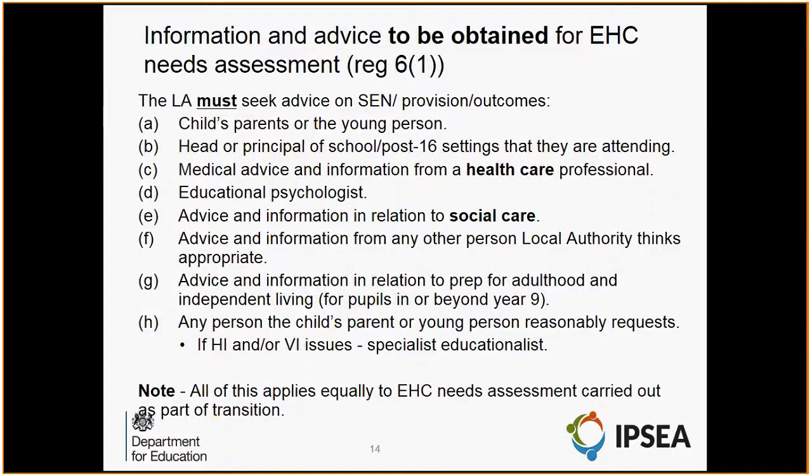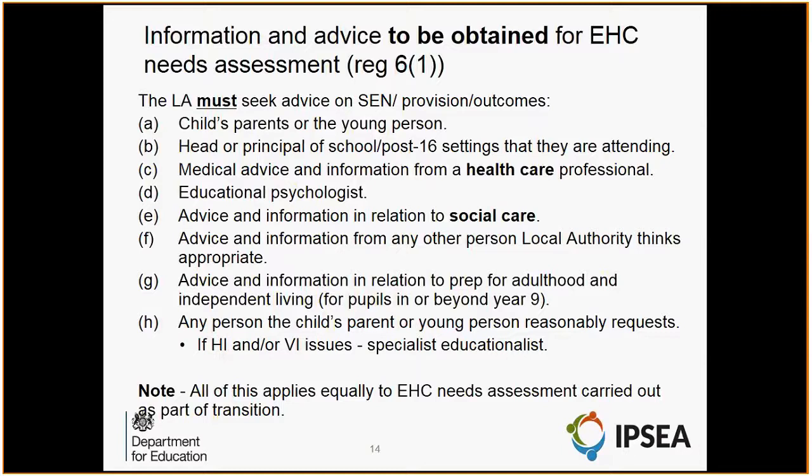The local authority must seek advice and information on special educational needs, special educational provision and outcomes from the following people. A, the child's parents or the young person. B, the head or principal of the school or post-16 setting that they're attending. C, medical advice and information from a healthcare professional. D, an educational psychologist. E, advice and information in relation to social care. F, advice and information from any other person the local authority thinks is appropriate.